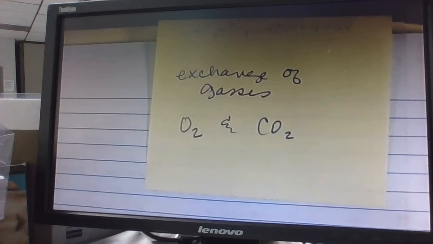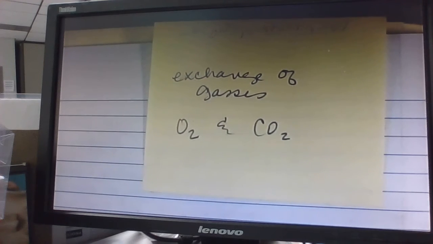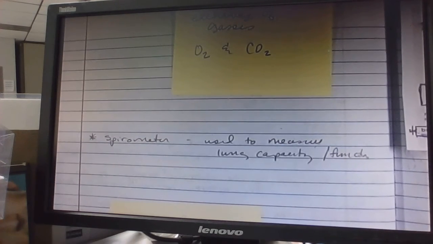What was the name of the tool that we used to measure our lung capacity? The spirometer was the tool that we used to measure our lung capacity and to evaluate the function of it.